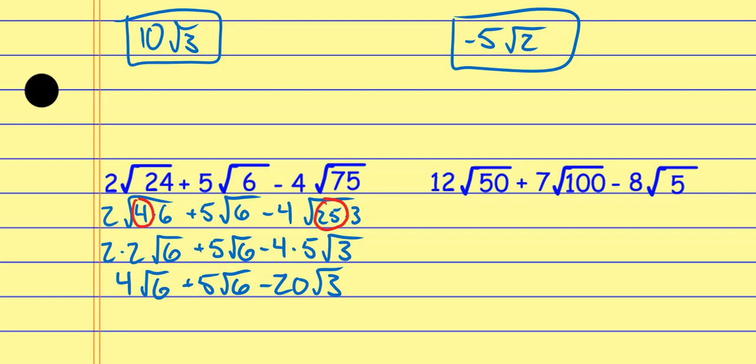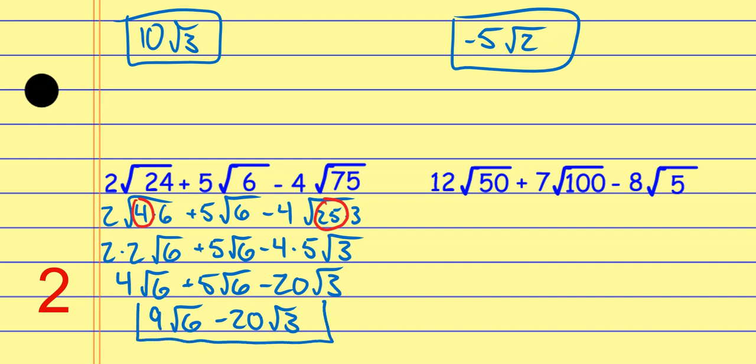Now these are all written in simplest terms. As I look across, 2 of these have an identical radical: the first 2, the 4 root 6 and the 5 root 6. So I can add those together. 4 plus 5 is a 9, so it's 9 root 6. The radical part stays the same. Minus 20 root 3. And there's nothing else I can do here. These are not like radical terms, so I cannot continue to simplify. That's it. I've simplified as far as I can.